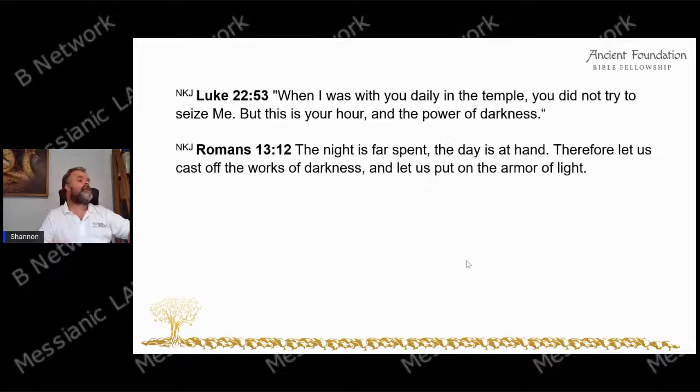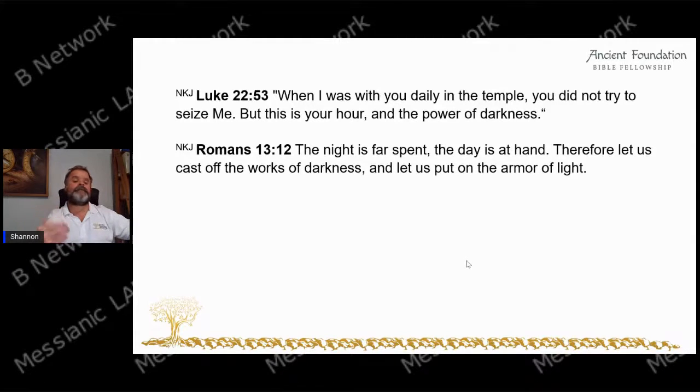And in Romans 13:12, "The night is far spent, the day is at hand. Therefore, let us cast off works of darkness, and let us put on the armor of light." So here again, we're being instructed by Paul that we're to cast off the works of darkness. Well, what are the works of darkness? Satan, his characteristics, his attributes, the old man, the flesh, sin, the sin nature.